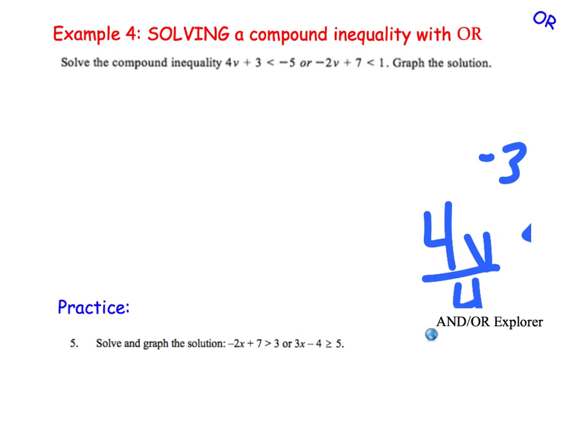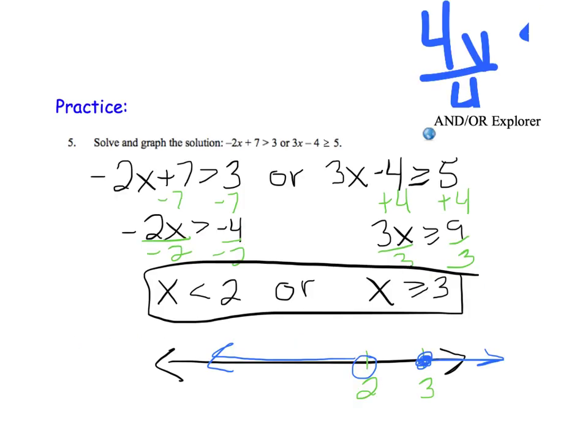Alright, your turn to practice. Number 5. Pause the video now. The only issue that perhaps you would have encountered here is that you needed to remember to flip your symbol here because you were dividing by a negative number. But hopefully you knew to solve them each separately, and then I just threw down a graph with those 2 boundary points that we needed.